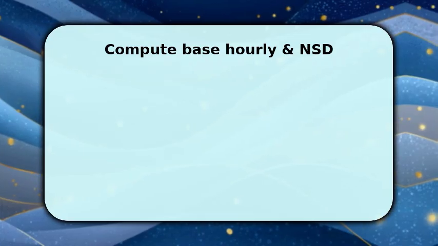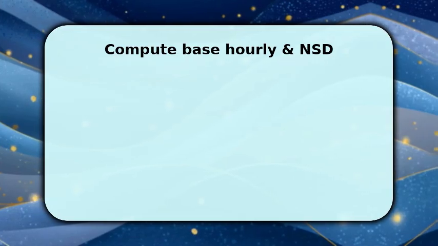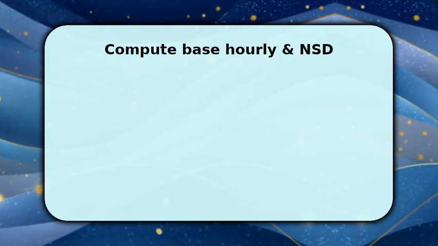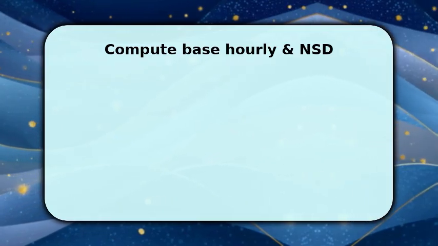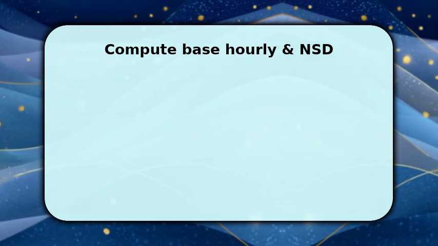you recorded. If hours are overtime, first compute the overtime hourly rate, e.g., 125% of hourly, and then add 10% of that OT rate as NSD. Keep clear records of each hour's classification for accurate summation.